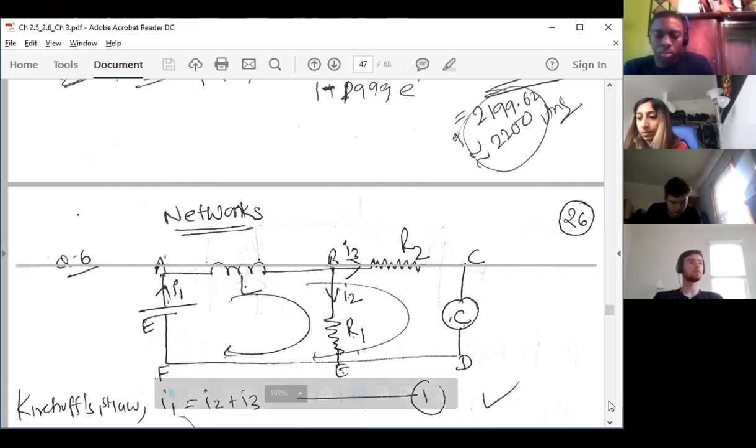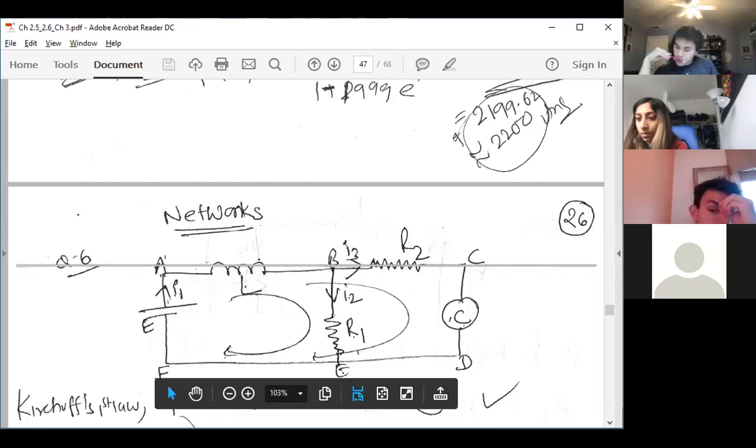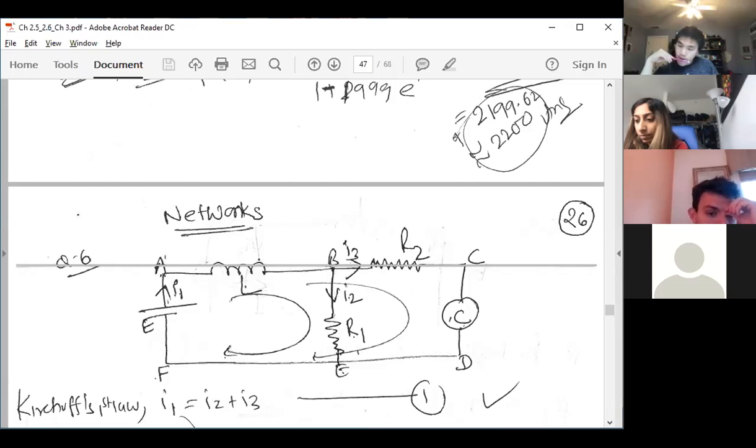Show that a system of differential equations that describes the currents I2(t) and I3(t) in the electrical network shown in the figure is L di2/dt plus L di3/dt plus R1 i2 equals E(t), and negative R1 di2/dt plus R2 di3/dt plus 1 over C times i3 equals 0. Okay, guys, look at here.